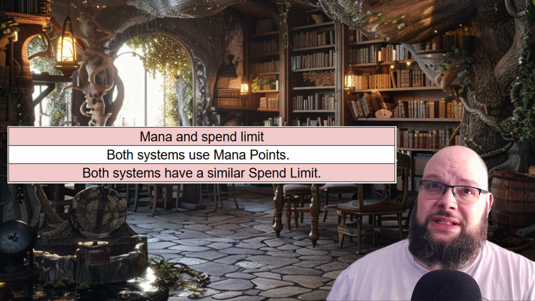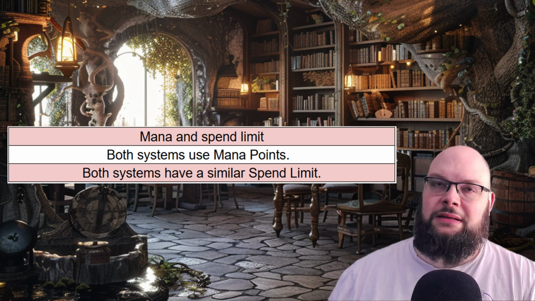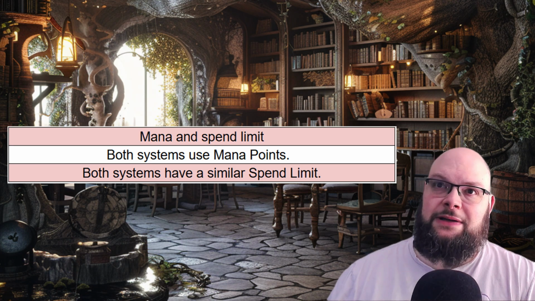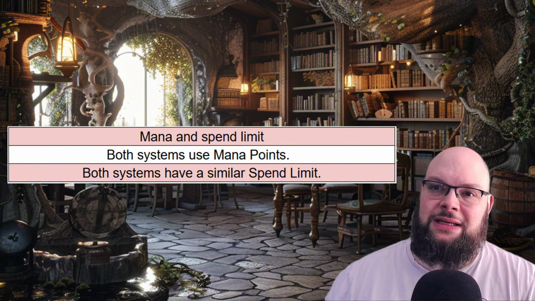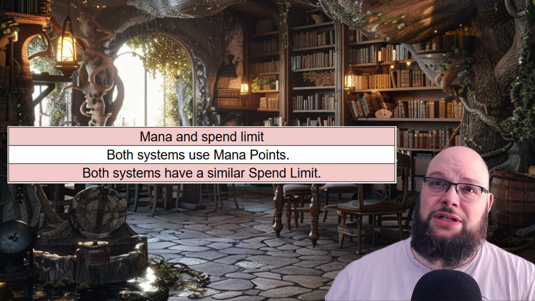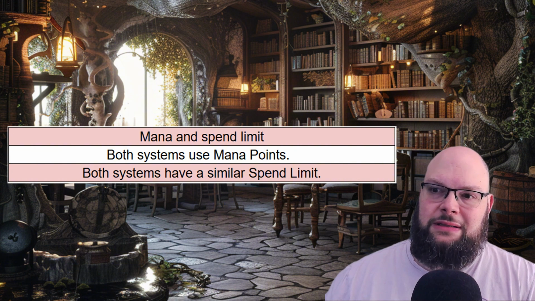Next on the list is the mana spend limit. Both systems use a similar mana spend limit, which is going to scale the same way that you would expect spell slots to scale in other systems, meaning that at levels 1 and 2 you can only spend 1 mana on a spell. At level 3 you can spend 2. At level 5 you can spend 3. So essentially half your level is going to be the amount of mana that you can spend on a spell.